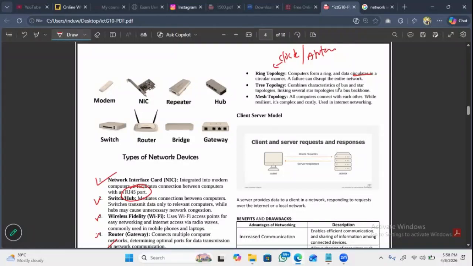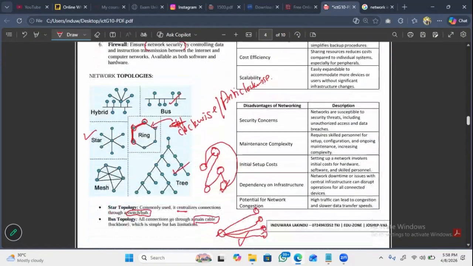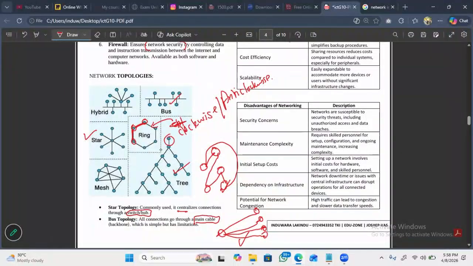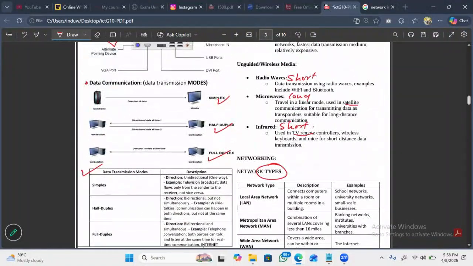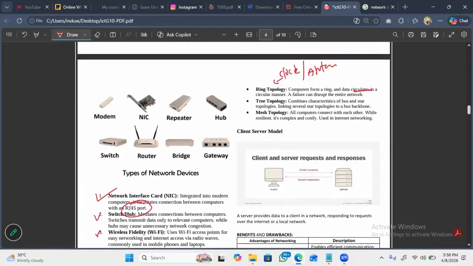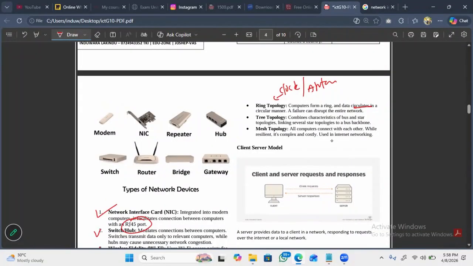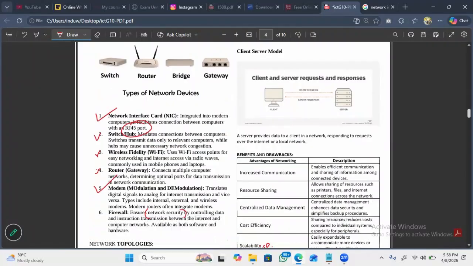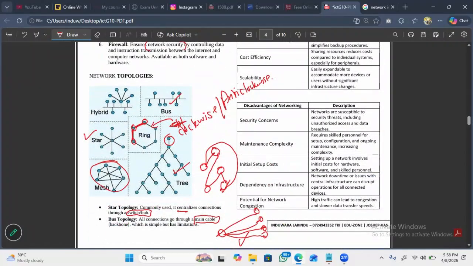Tree topology combines bus and star. Other than that, mesh means all the computers are connected, or some or all. Fully connected is all. At your level, mesh is given as all. This is a mesh. Each and every computer has a direct line to every other computer. If you have 4 computers and keep direct connections, this is mesh, or you can also say fully connected.